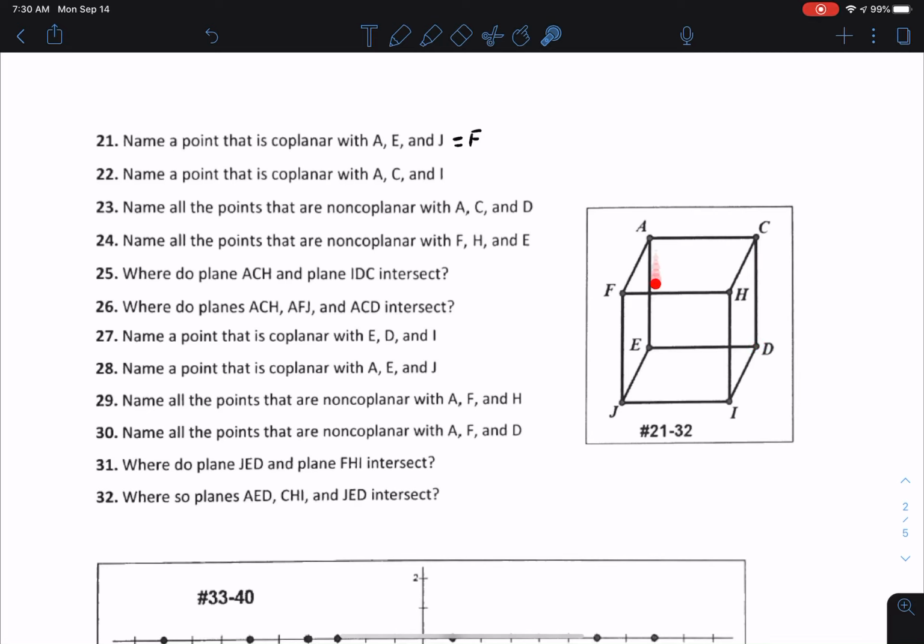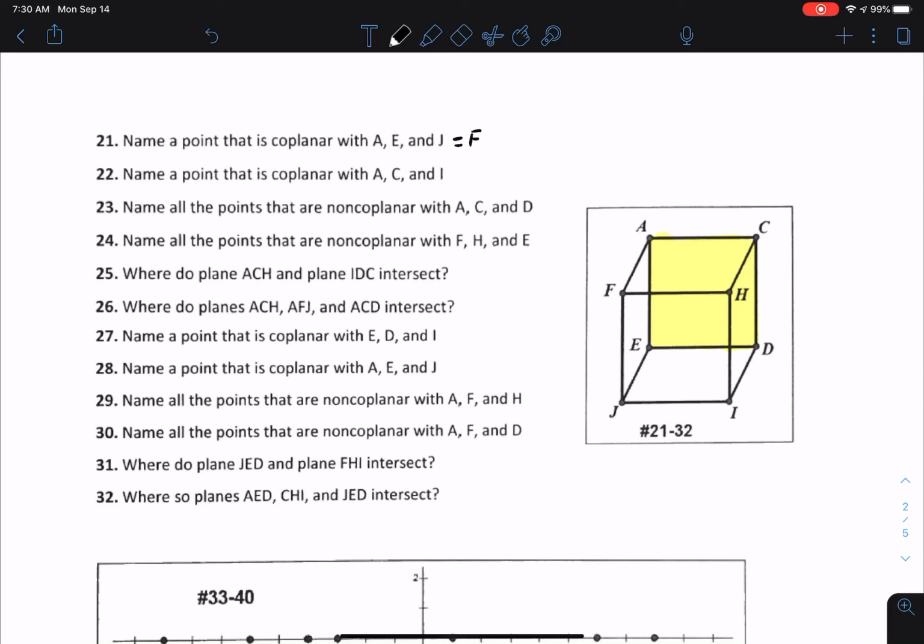So we're talking about this surface back here, A, C, D. I'll highlight that for you. This surface back here, or up front, depending on how you perceive it. Talking about that surface right there. Which dots are not on that same surface? Because that's what non-coplanar means.